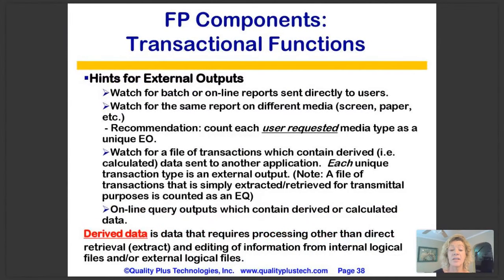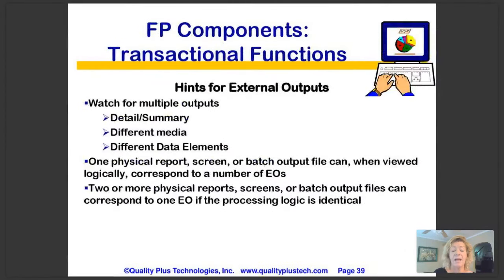Hints to count external outputs. I'm going to go very quickly through this. We want to take a look at anything that's derived, anything that's batch or online that has calculations. It has to be user requested. We take a look at anything with detail and summary. If it's got a summary, then you know there's an external output.